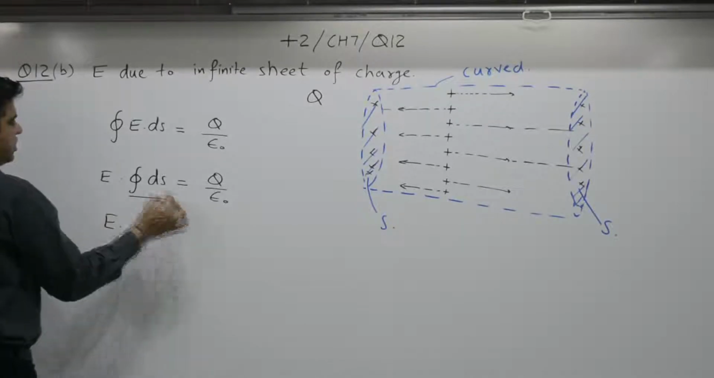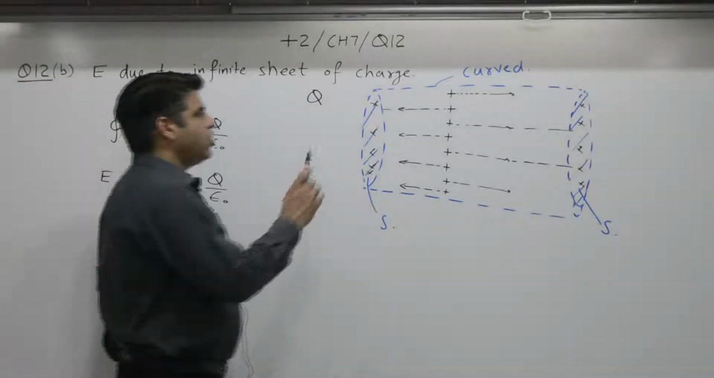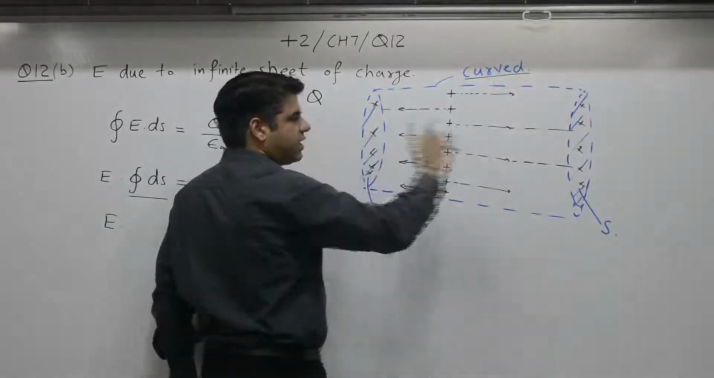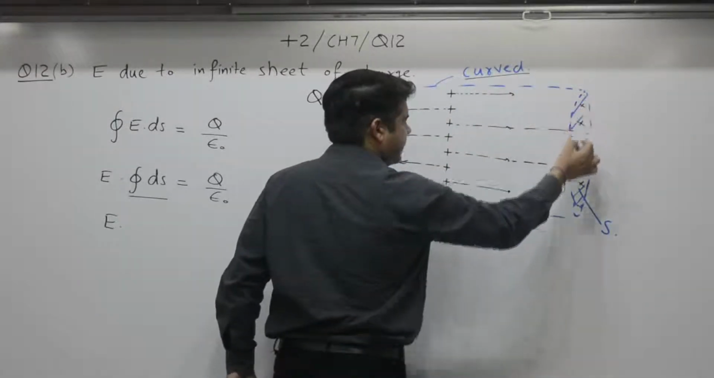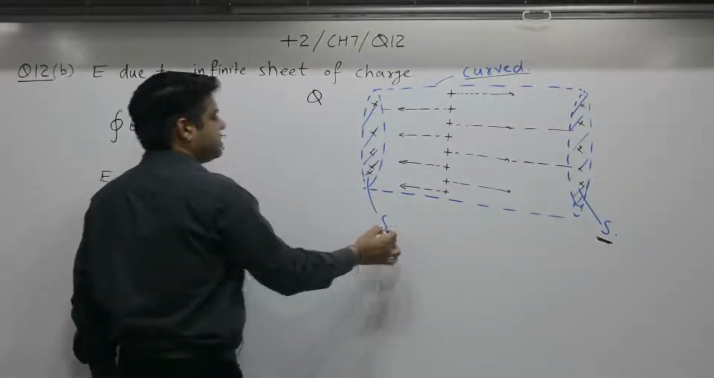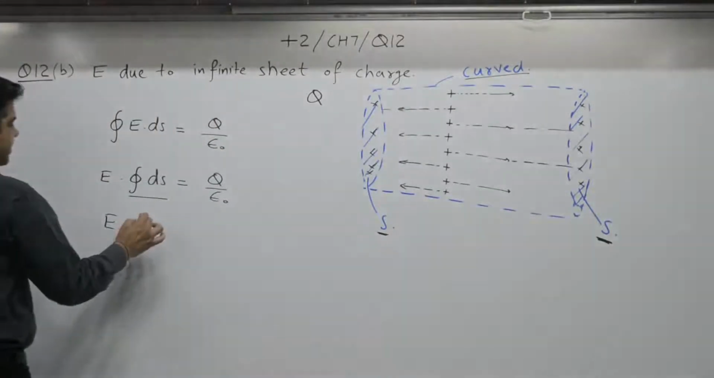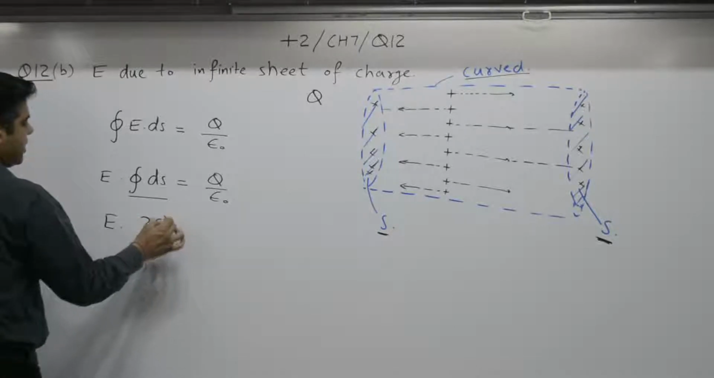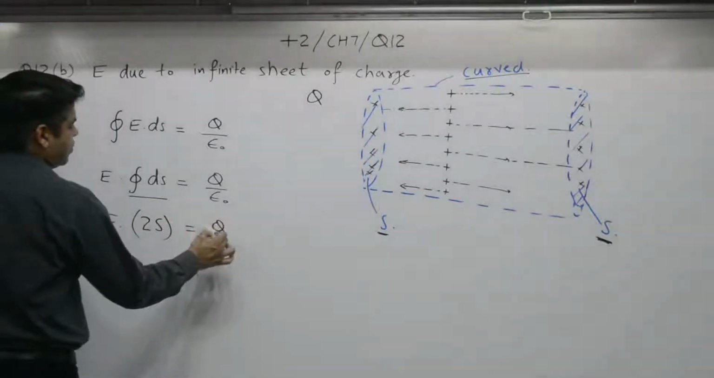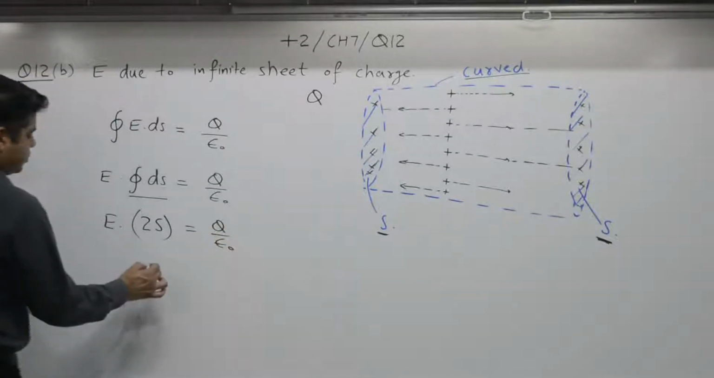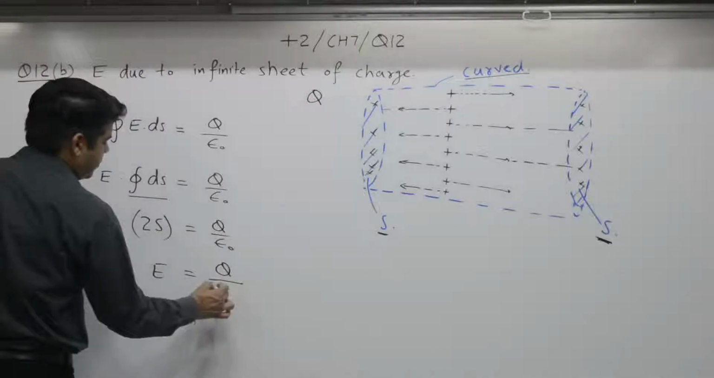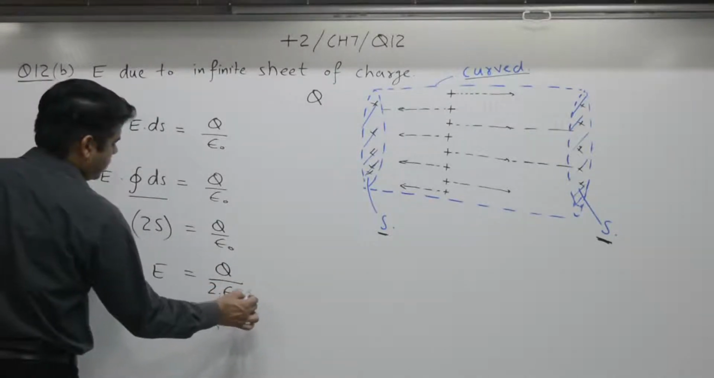Now, total surface area. You are not to account for the curved surface area. You have to account for this surface area. It is how much? S. This is how much? S. That is why the total surface through which the lines pass is 2S. So E into 2S is equal to Q by epsilon naught, so E is equal to Q by 2 epsilon naught S.